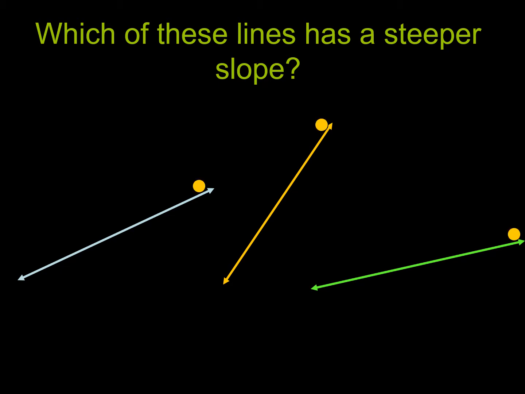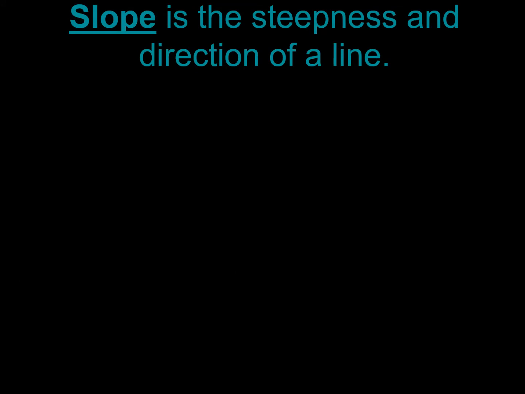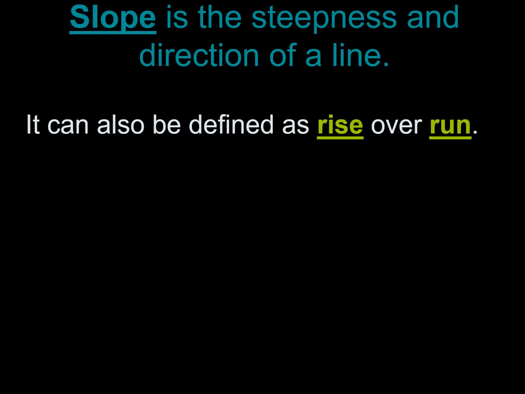And here, if we put these here and have them roll down, the steeper one, that ball should reach the ground first. So the steepest one there is the yellow, then the blue, and then the green is the least steep. It's very gradual. Okay, so slope is the steepness and the direction of a line.